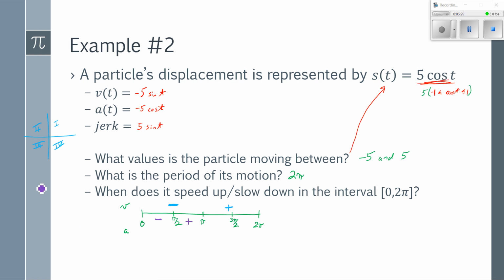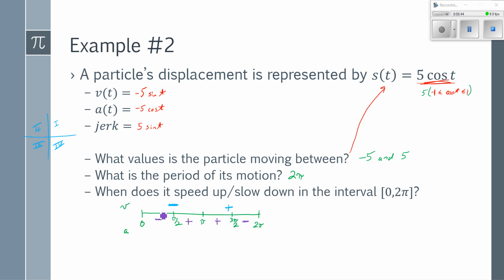From pi to 3 pi over 2, that's quadrant 3. Cosine's still negative, but I'm still multiplying by negative 5 to get a positive acceleration. And 3 pi over 2 to 2 pi, that's quadrant 4. Cosine would be positive, but I'm multiplying by a negative 5 to get a negative acceleration.